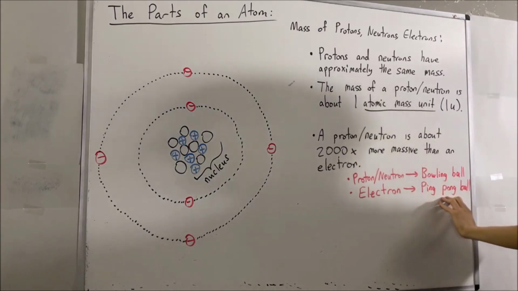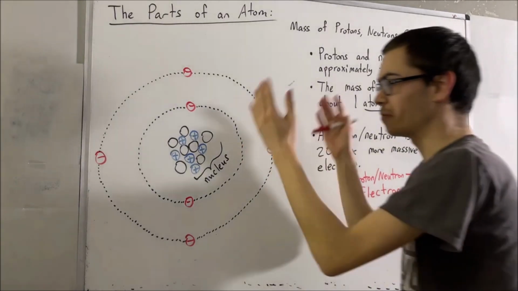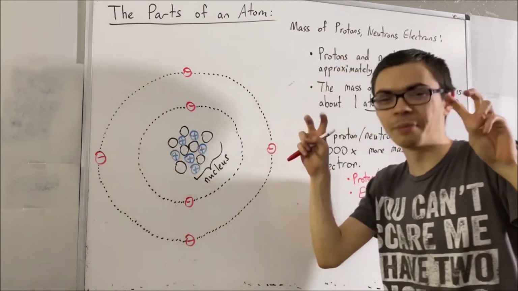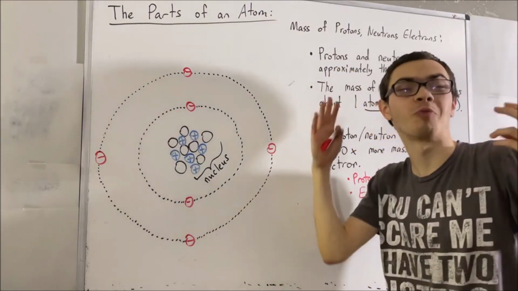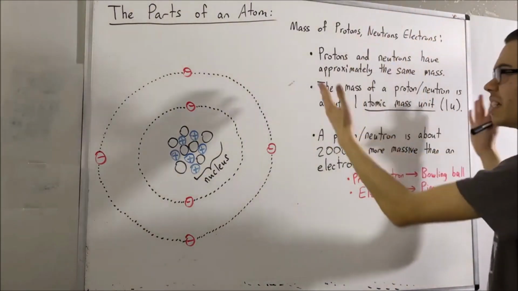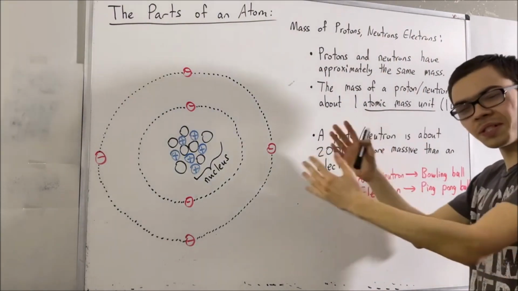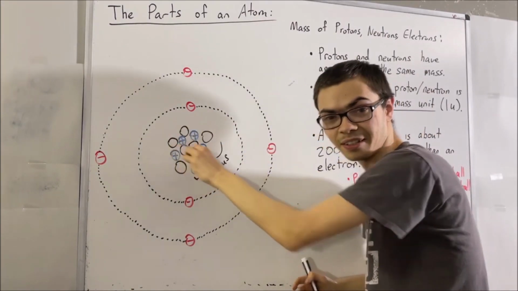Right? That's pretty crazy if you think about it, right? Really, you could think of this atom where the center is composed of bowling balls and ping pong balls are orbiting around it. And yeah, now putting this all together, overall, most of the mass of an atom is concentrated in the nucleus.